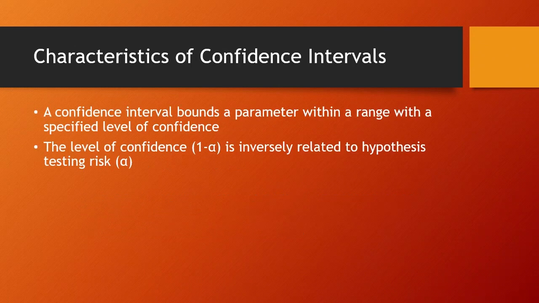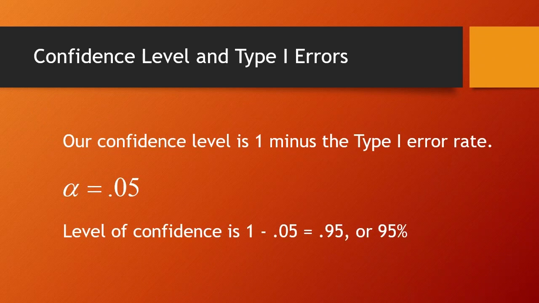The level of confidence is inversely related to hypothesis testing risk. So if we have a type 1 error rate set at 5%, our confidence level is 1 minus this type 1 error rate. So for 5%, it's 1 minus 0.05 or 0.95, which we can say as 95% confidence.